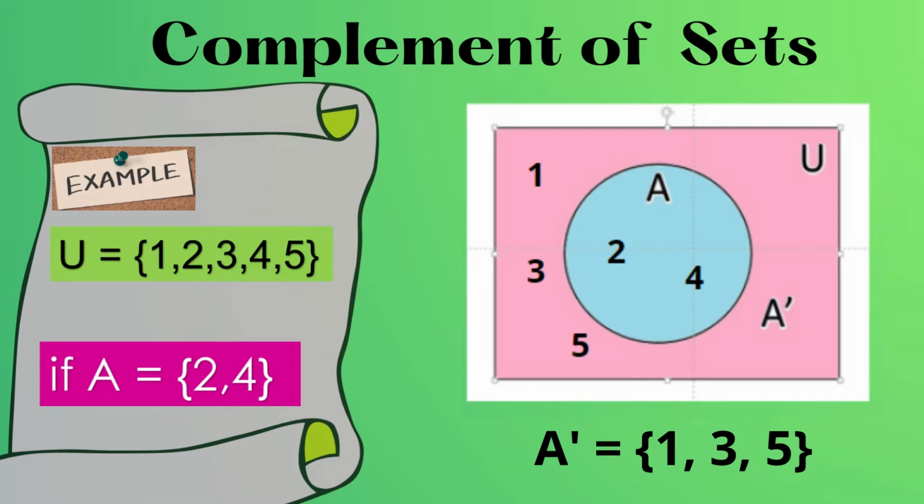If the universal set has elements 1, 2, 3, 4, 5, and set A is equal to 2 and 4, then the complement of set A has elements 1, 3, and 5. Again, all the elements outside set A will be the complement of set A, and that is 1, 3, and 5.